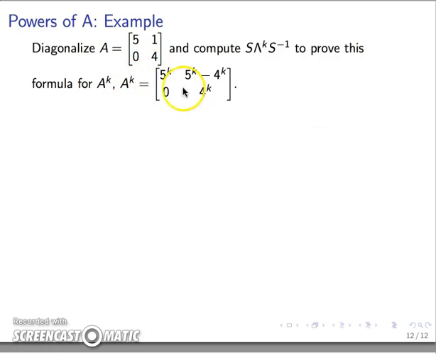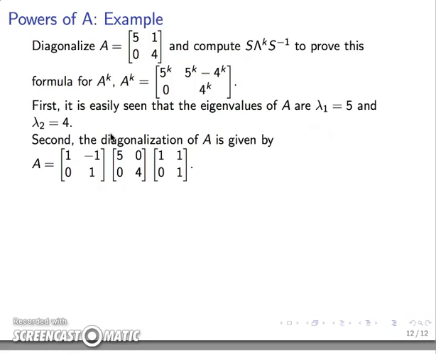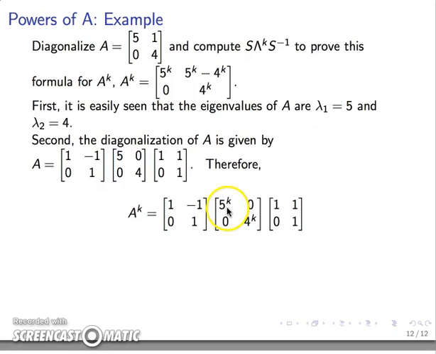So in this example, we could diagonalize this given matrix to find a formula for the kth power. And here, basically, the motivation is to prove such a formula. We can achieve this by finding that this matrix has eigenvalues lambda 1 equals 5, lambda 2 equals 4. We have to compute the eigenvectors, compute the inverse of the eigenvector matrix, but we could diagonalize this matrix A as follows here. And so when we compute the kth power, we have this.